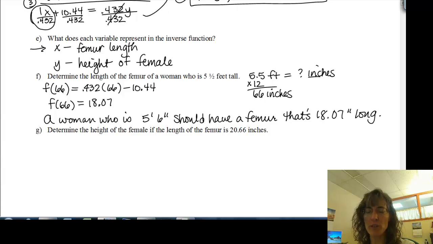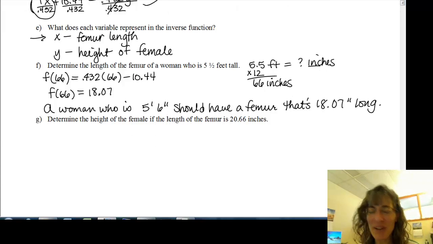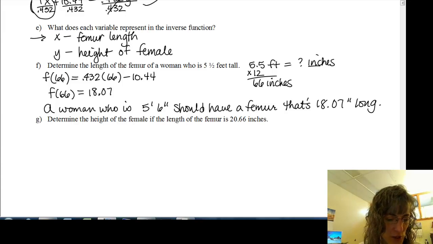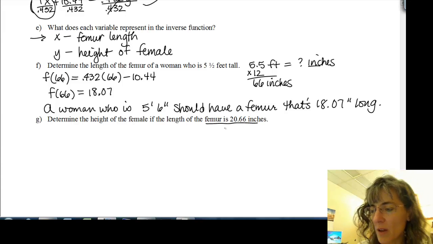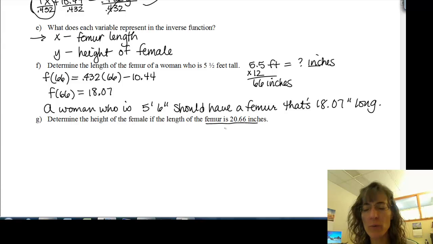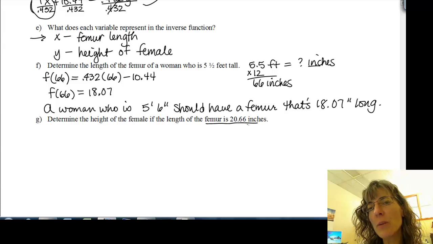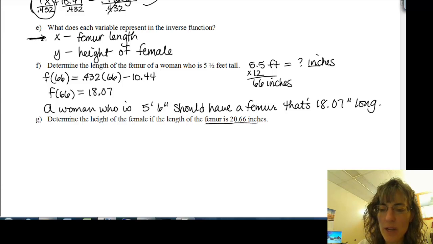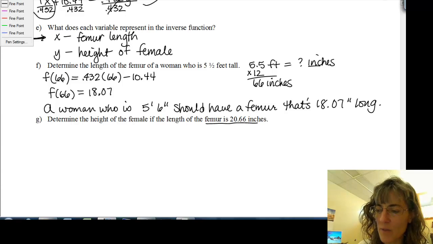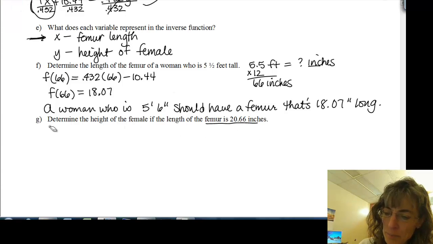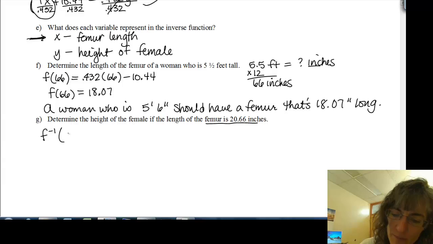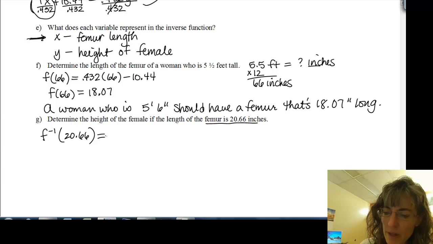Okay, and that was pretty straightforward, right? Just plug it in, but you had to pick which function. That was the only thing you have to really think about there. Okay, so now I have a femur length of 20.66. I want to know how tall the woman is. So I want to plug in femur length, so I'm looking for the function that has femur length as the x. And that is my inverse function. It has x is the femur length, so I want to plug that in. So I'm going to do f inverse of 20.66 because that's where I can plug in the femur length.